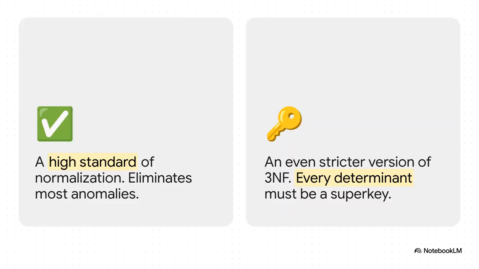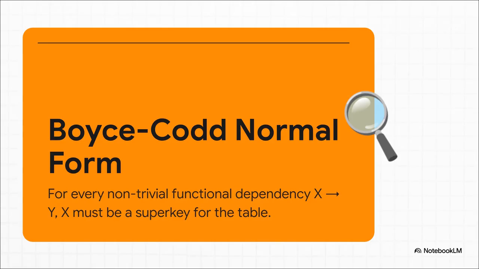This is exactly where BCNF gets stricter. It introduces one simple but incredibly powerful rule. In database lingo, it says that every determinant must be a superkey. What does that even mean? It means if any column can be used to figure out another column's value, that first column has to be powerful enough to uniquely identify the entire row all by itself. So here it is, the formal definition. For any relationship where X determines Y, X must be a superkey.